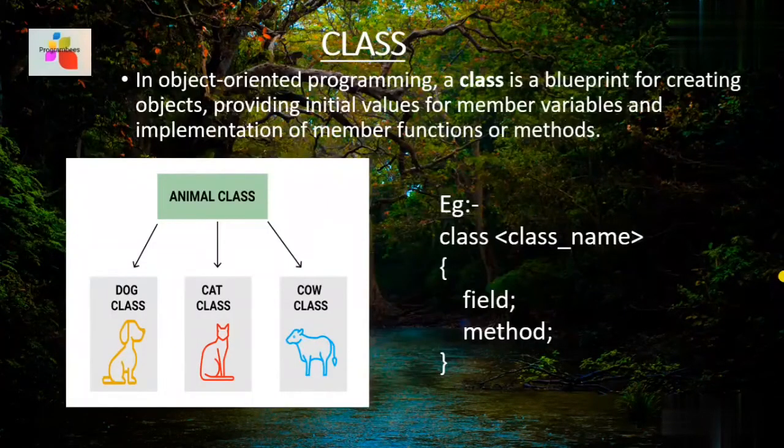Number 1 is the class. Class is a blueprint for creating objects. In this picture you can see that I have taken animal as a class, so under the animal the objects are created like dog, cat, cow, etc. So all the objects are related to the class animal. Again, the syntax must be the class name, then under the class name you can add some fields, methods, whatever you want.